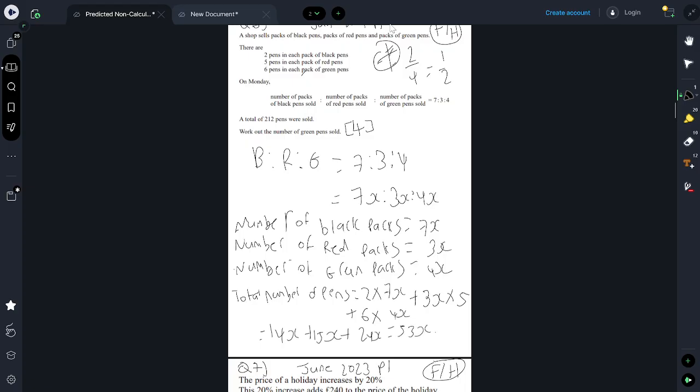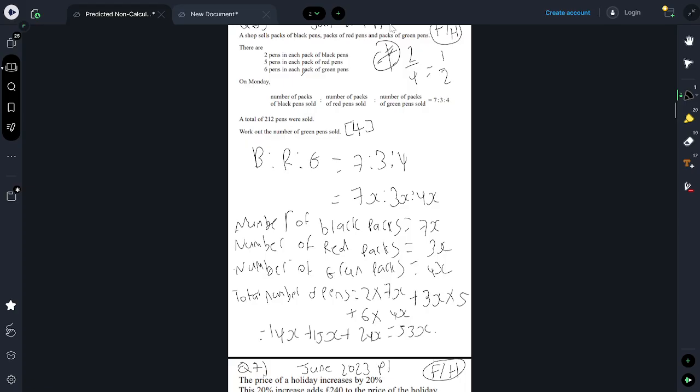This is the total number of pens. Hopefully you know why, because these are the number of black pens, number of red pens, and number of green pens. So adding them all together gives us how many pens there are in total.